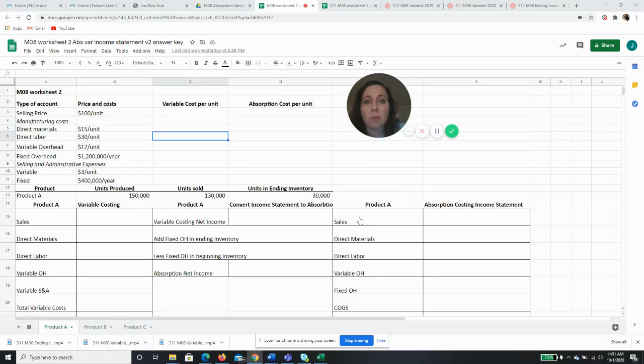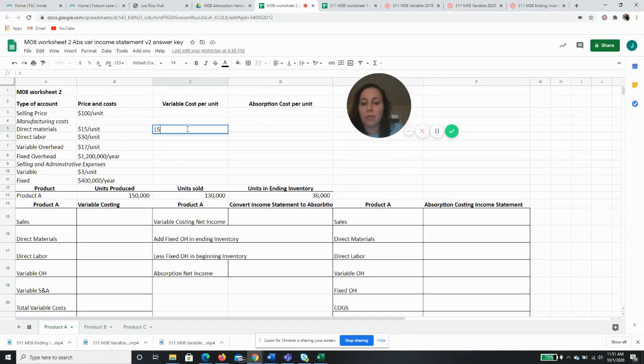And then for each product, we are going to do the calculations to convert variable net income to absorption net income. And then we're going to calculate the absorption net income the old way, the way we did it in the previous videos, just to make sure that we have the right answer, to check our work. All right, so to start off with, we are going to calculate our variable cost per unit. And this is product cost and our absorption product cost per unit.